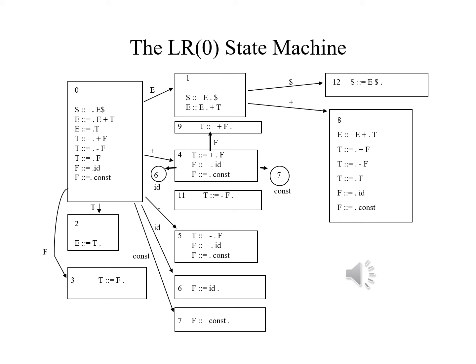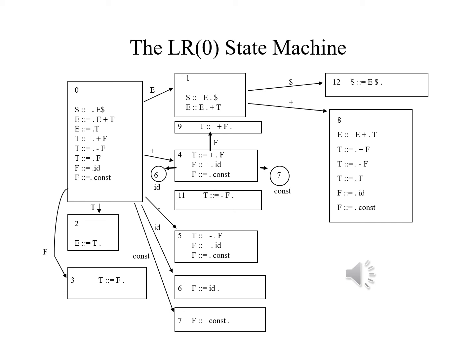State 4 is a different case. Now I start out, I have T derives plus dot F, and the transition on F will be to state 9, T derives plus F dot. On identifier, we will transition to state 6, F derives ID dot. Similarly, on constant, we will transition to state 7, F derives constant dot.